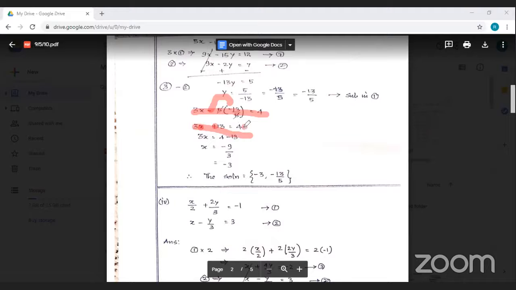Minus into minus will become plus, is equal to 4. Therefore, 3x is equal to 4 minus 13. X is equal to minus 9 by 3 is equal to minus 3. Therefore, the solution is minus 3 and minus 13 by 5. Any doubt? No doubt, sir. Shall we proceed further? Yes, sir.